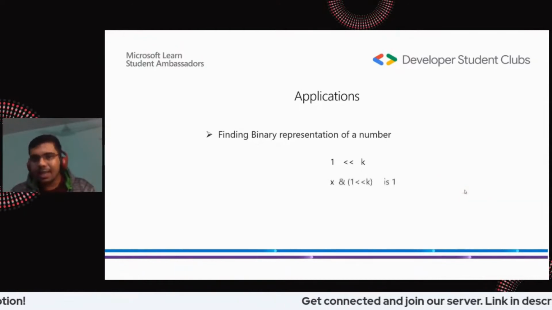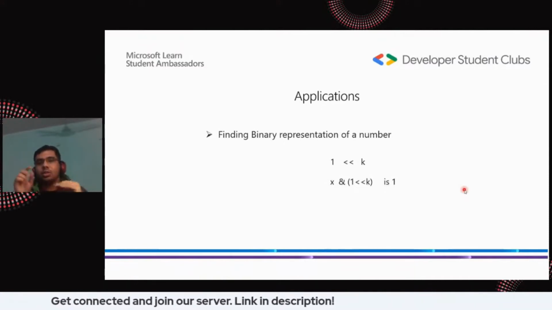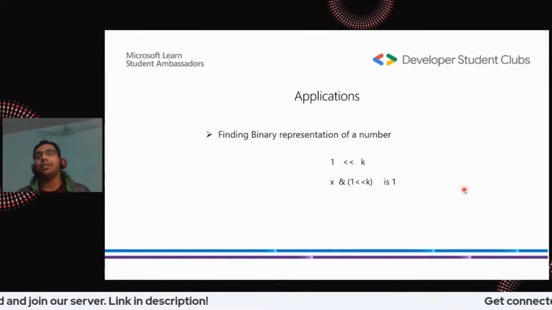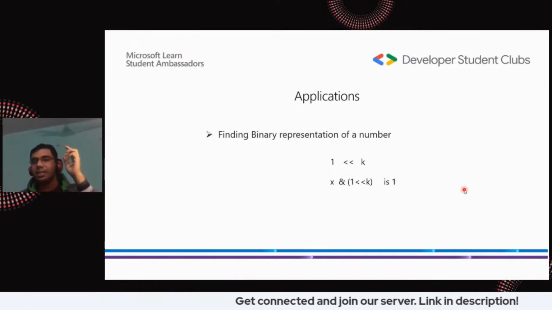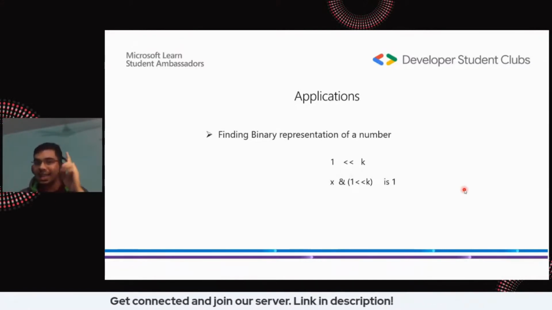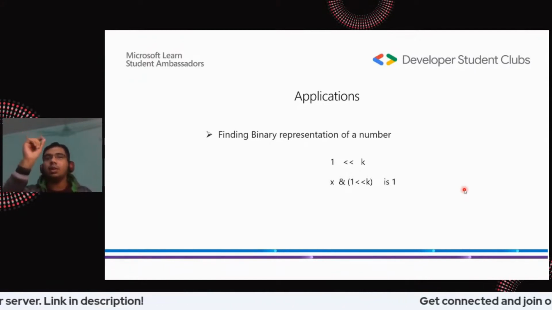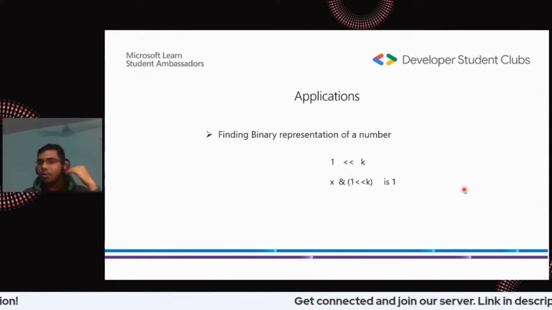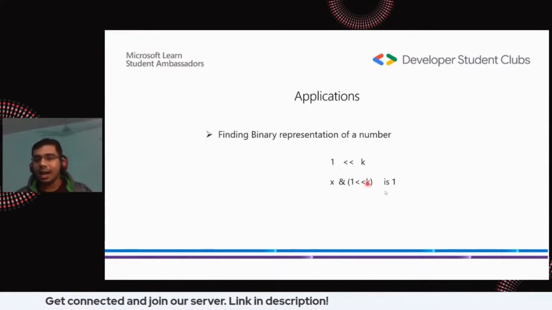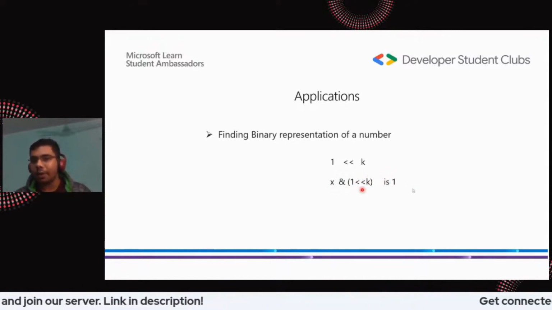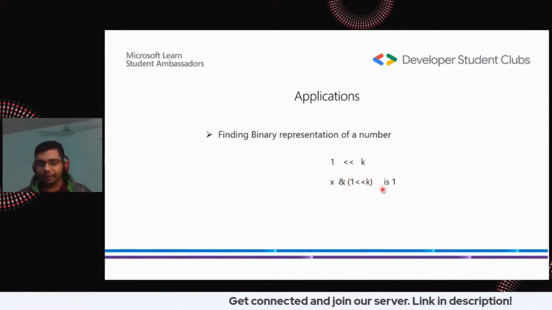Say we have a number x and we are doing an AND operation with 1 left shift k. If this result is 1, when can this result be 1? This result is 1 exactly when the binary representation of the number you give has the kth bit as 1. Only then can the result of this operation be 1, right? So x AND 1 left shift k.